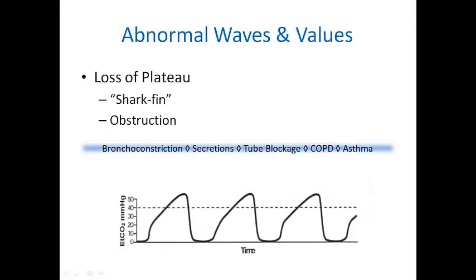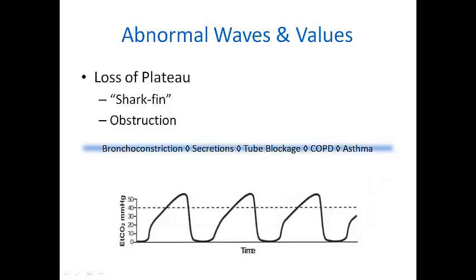Another abnormal waveform is a loss of plateau. The loss of plateau can be seen here with the absence of the square waveform and really no plateau associated with alveolar emptying. The shark fin appearance is indicative of some airway obstruction. COPD and asthma can show this as bronchial constriction occurs.